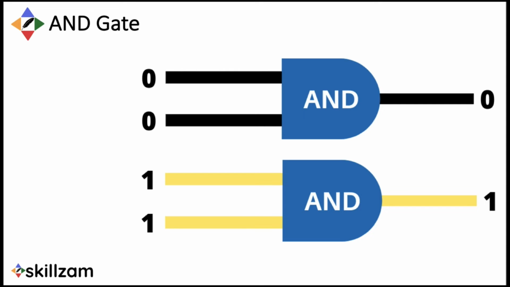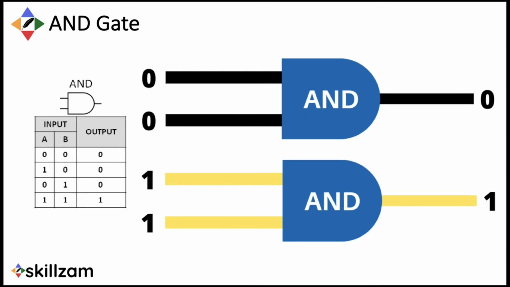In logic gates, we consider 1 to be true and 0 to be false. On your left, you can see a truth table for the AND gate. The output is 1 if and only if the inputs A and B are 1. In all the rest of the cases, the value of the output is 0.